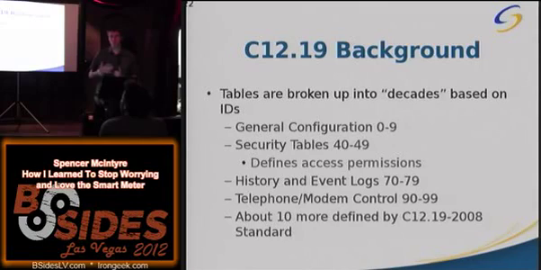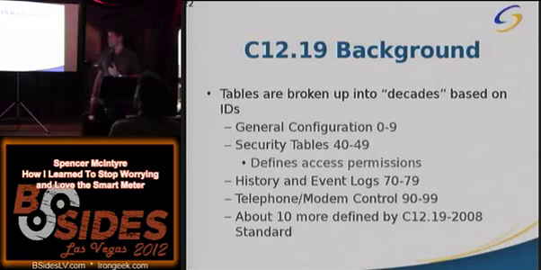Most of the information that we want to pull off is going to be stored in the C12.19 tables. So we're going to talk about that here. C12.19 has all the different tables broken out into decades of 10. The ones I have listed right here are the ones that Termineter has internal library support for. The general configuration information is stored in tables 0 through 9. There are the security tables, which are numbers 40 through 49. Security tables control the access permissions for procedures and for other tables, so what users can do what. Those are all set up in there.